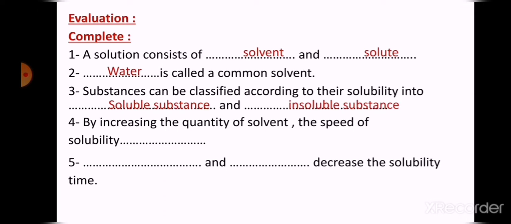Number 4. By increasing the quantity of the solvent, the speed of the solubility increases. Number 5. What decreases the solubility time? Temperature and stirring. Yes, temperature and stirring decrease the solubility time.